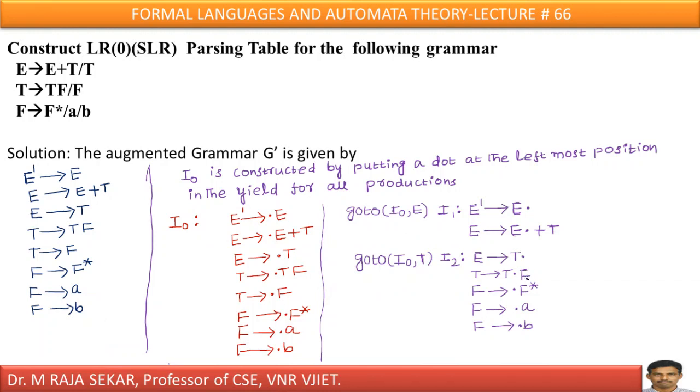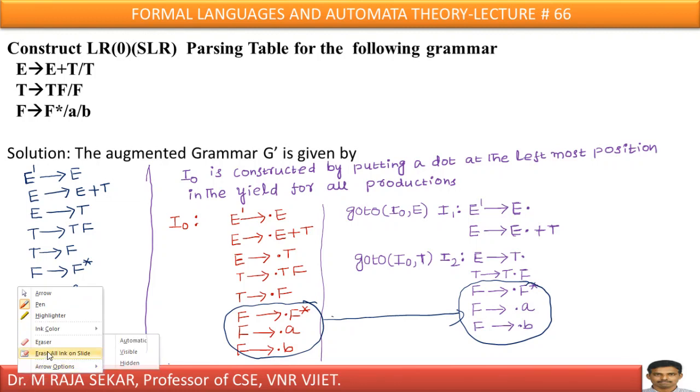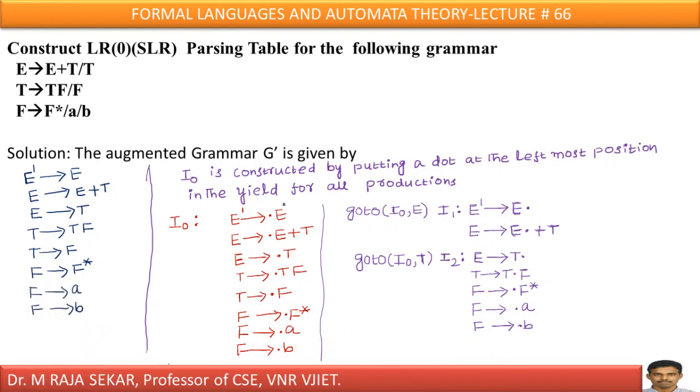The productions of capital F are F goes to dot F star. I am copying this. Why am I copying? After the dot I am getting a capital letter. If I get a capital letter, just copy the productions from I naught. Now let me rename it as I2. Now we completed letter E.